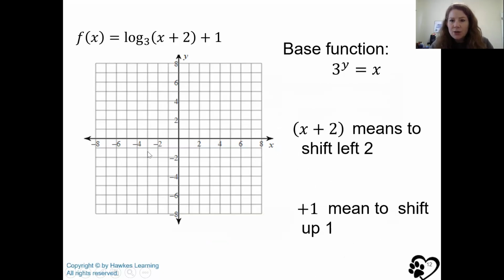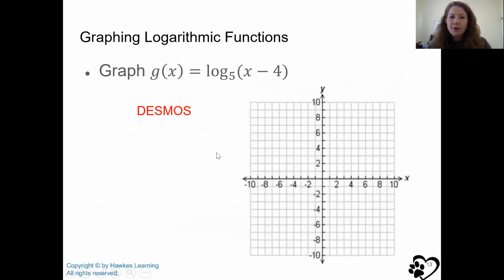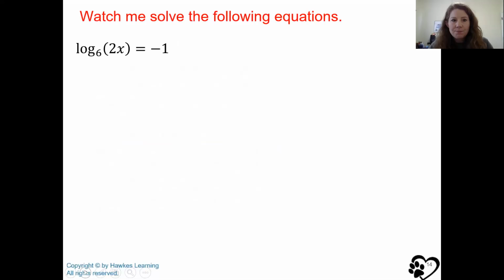I even put here, we're going to start with our base function, and then I re-explained to you what x plus 2 means. It means you're going to shift the whole thing left, and then the plus 1 means that after you shift it left 2, you're going to shift it up 1. Or we want to do Desmos, right? So I'm not going to take the time to graph these for you because it does it for you.